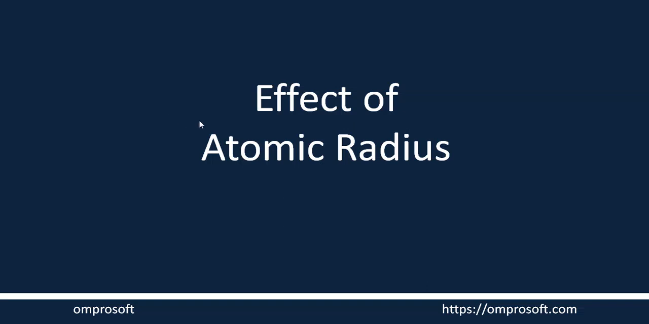With this session, we are going to discuss the effect of atomic radius. As we discussed in the previous session, while we move across a period, the atomic radius value decreases, and while we move down a group, the atomic radius value increases. There are some elemental properties which are affected by the value of atomic radius. In this session, we discuss the same.